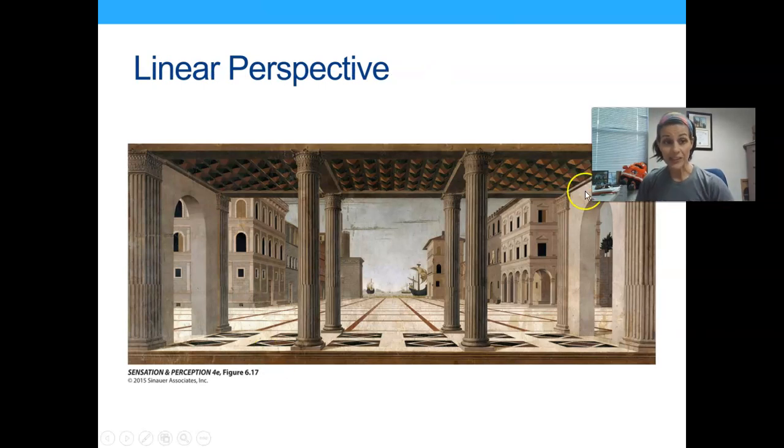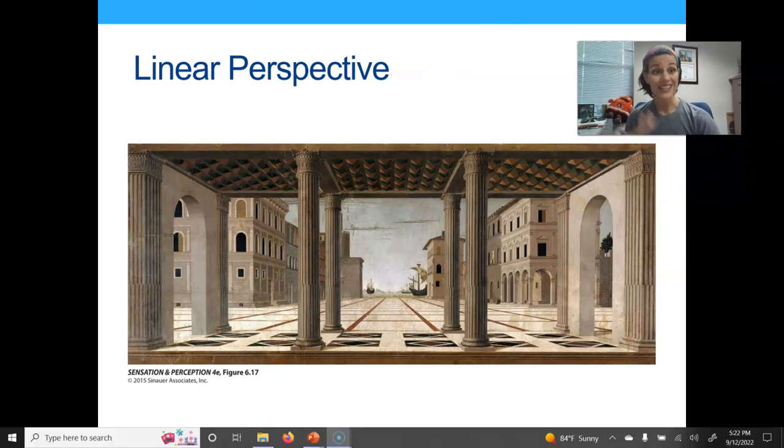So linear perspective is actually pretty straightforward. It's the idea that the world is made up of parallel lines that appear to converge in the distance. What you can see in this picture is that these lines are operating in parallel, and additionally, the farther away in the distance you look, the more closely they appear to converge.